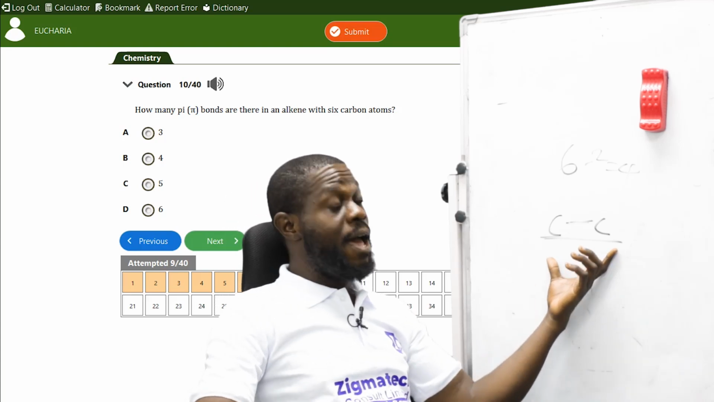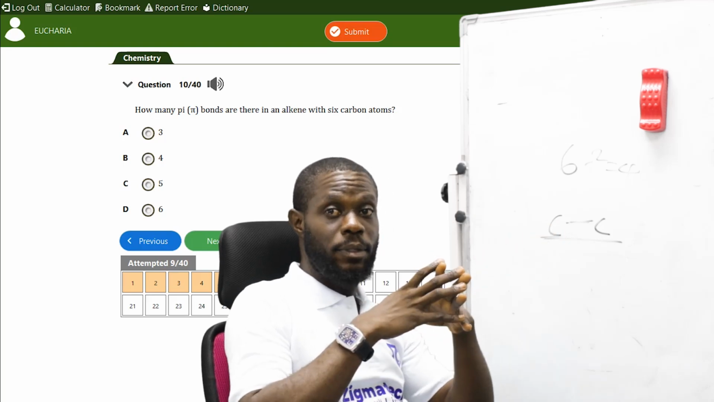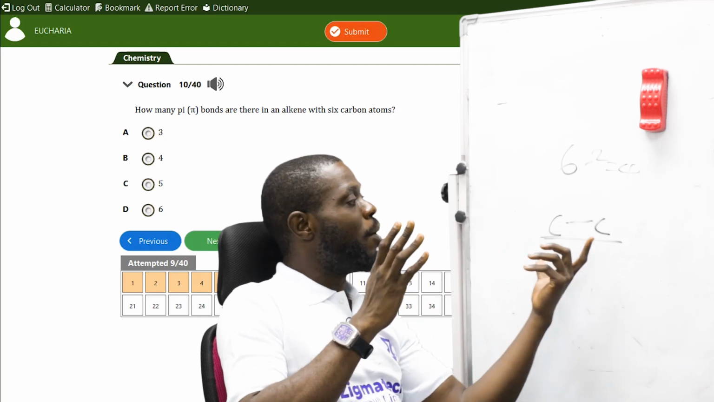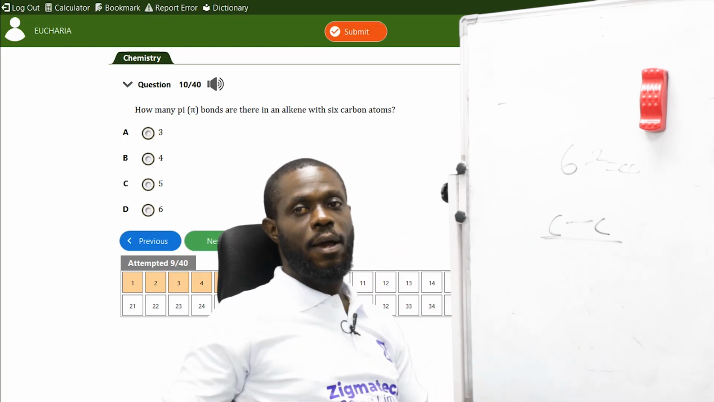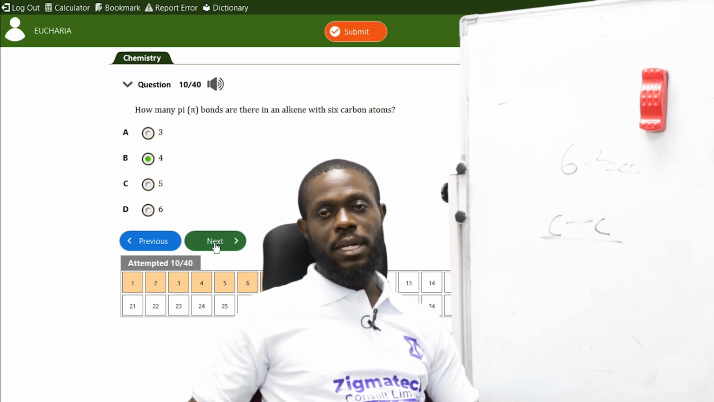Every single bond, like I said, one straight line is called a bond that connects 2 carbon. One bond connects 2 carbon. So the 6 atoms must have those 2 carbons subtracted to give us 4. So the answer is 4. Number 10 is 4. Let's go to the next one.